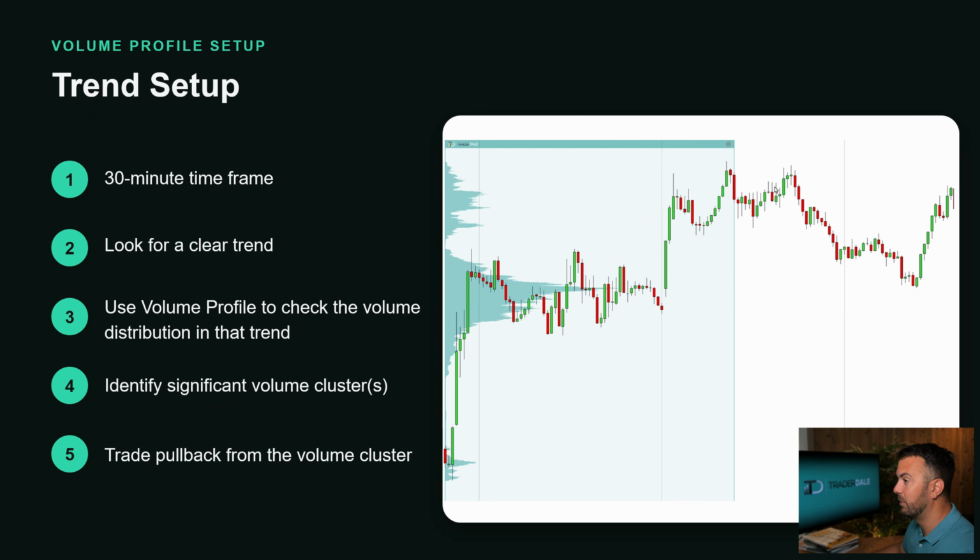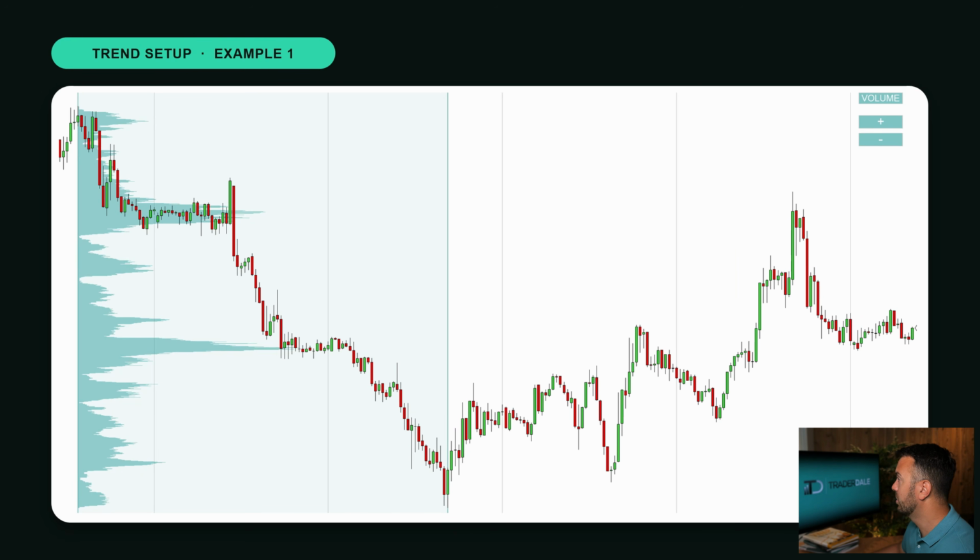Now let me show you a couple of examples. Here is a short trade example. You can at first glance identify that we have a strong downtrend here, right? So you use the volume profile to look into that downtrend. You are interested in significant volume zones that clearly stand out. If you look at the chart, you should be able to spot them right away. Don't just look for volume clusters, small ones, just to have a trade. No, you just want to look for volume clusters that strike you in the eye at first sight.